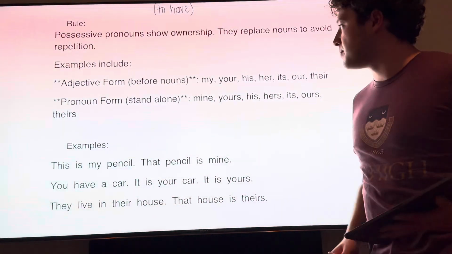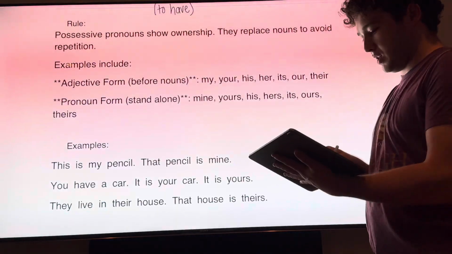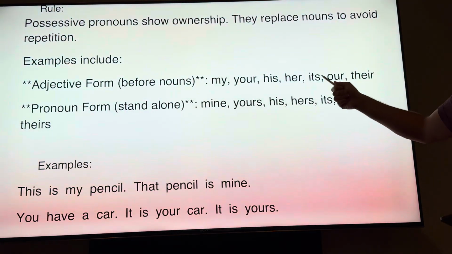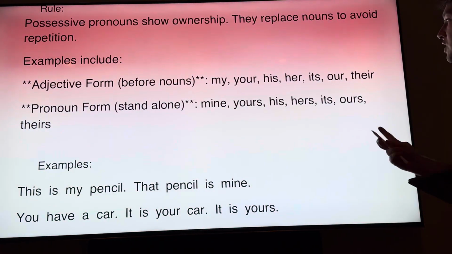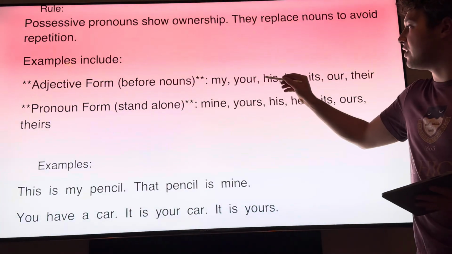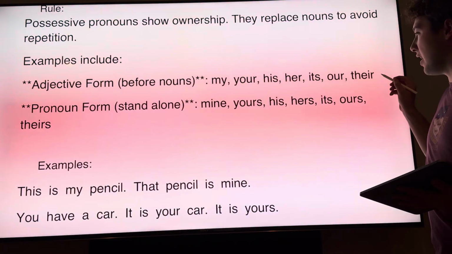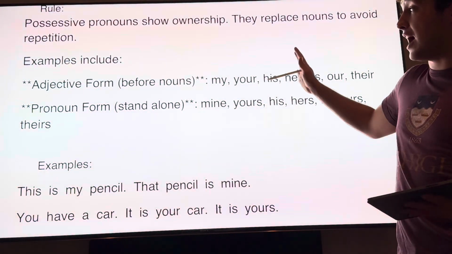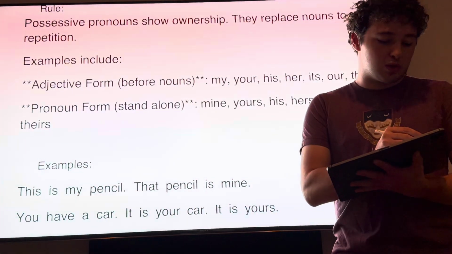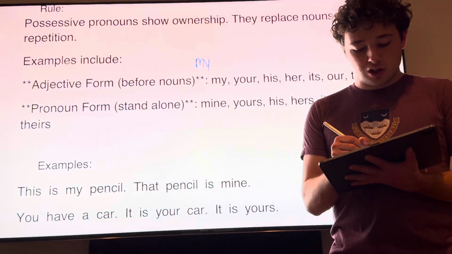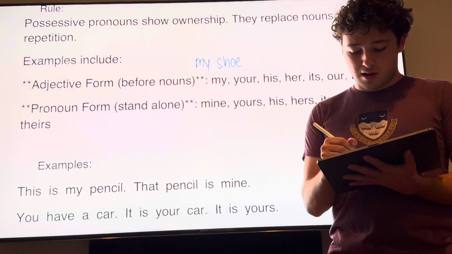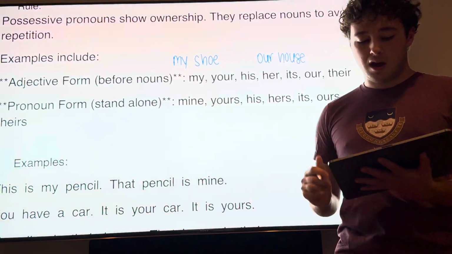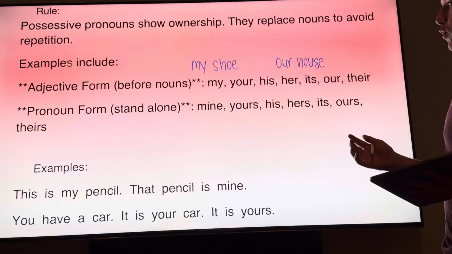Okay, they show ownership and they replace nouns to avoid too much repetition. So there are two types. There are adjective forms, which will be like this: my, your, his, her, its, our, their. And often you can tell because they don't have the S at our, their, or your, and they don't have the NE at mine. These adjective forms go before nouns, with words like my shoe or our house. The majority of possessive nouns are in this form.